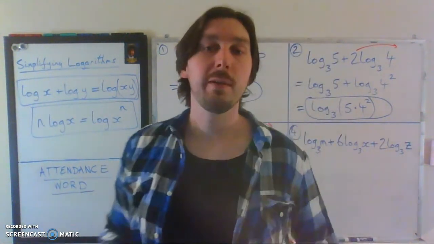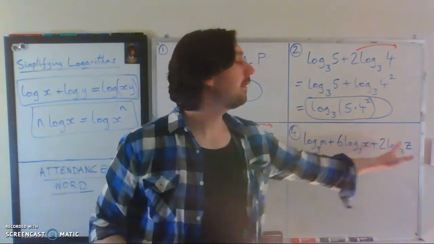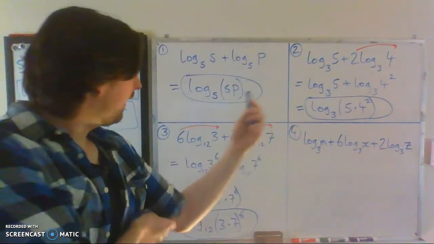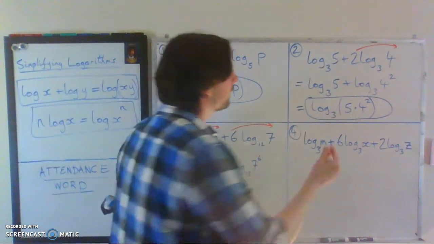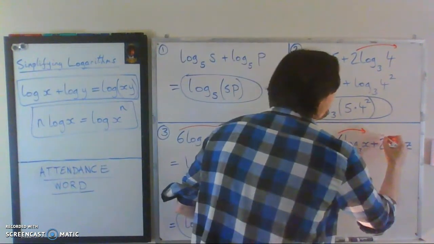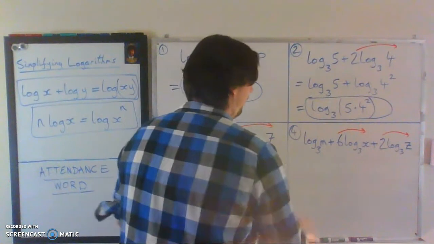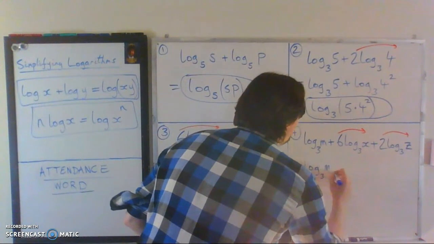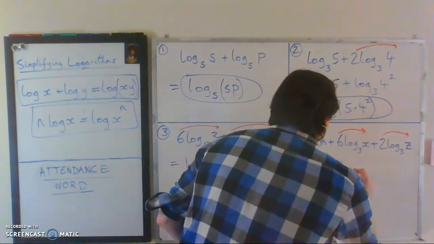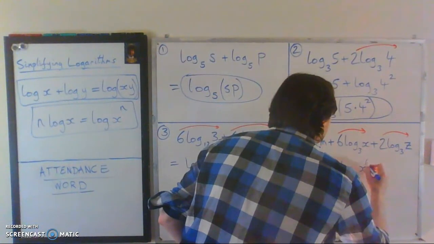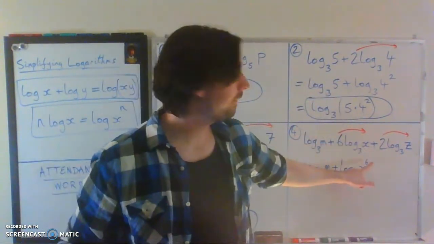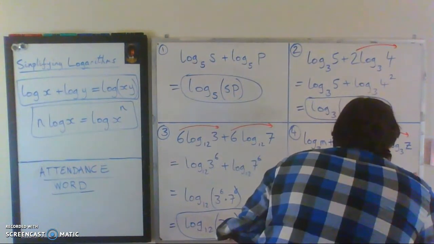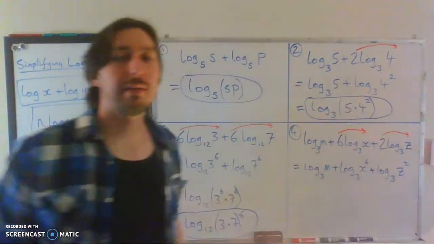Let's just do one more. Number 4, I've got 3 separate logs here, and 2 of them have a number in front. So the first thing I'm going to do here is I'm going to take those and make them powers. The 6 is going to come up, and the 2 is going to come up. This guy, he'll have to stay the same for now. Log 3 n plus log 3 x to the 6. That's the 6 coming up here. And then log 3 z to the power of 2. That's that 2 coming up there.